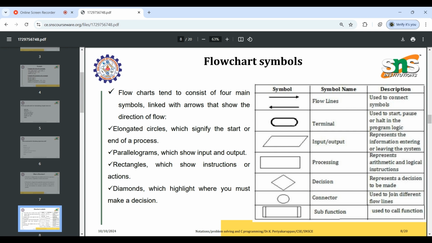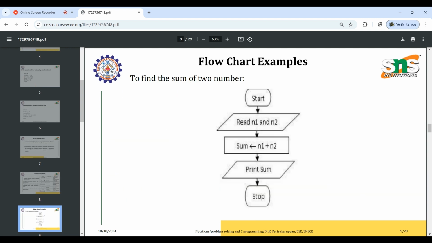Let's discuss the flowchart symbols. Flowcharts tend to consist of four main symbols linked with arrows that show the direction of flow: elongated circles which signify the start or end of a process, parallelograms which show input and output, rectangles which show instructions or actions, and diamonds which highlight where you must make a decision.